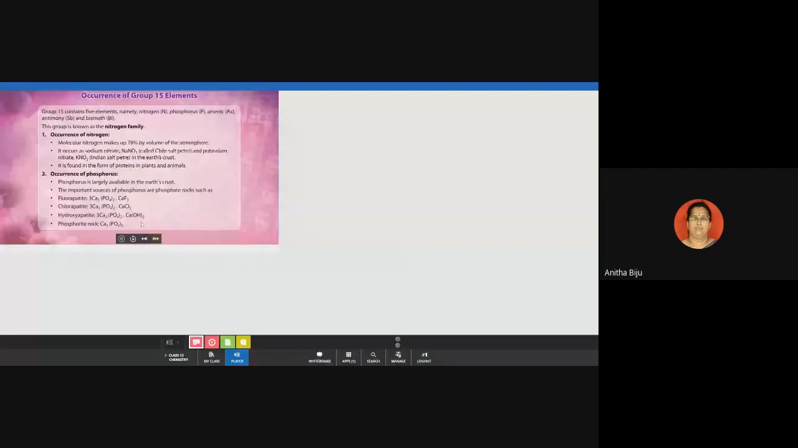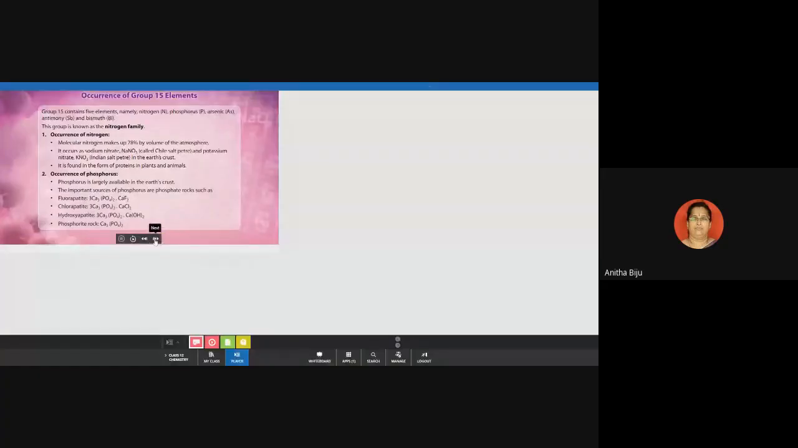So, phosphorite rock. Phosphorite rock means the naturally occurring form of calcium phosphate. At least you remember the first 2 sources of phosphorus. Note down the name.